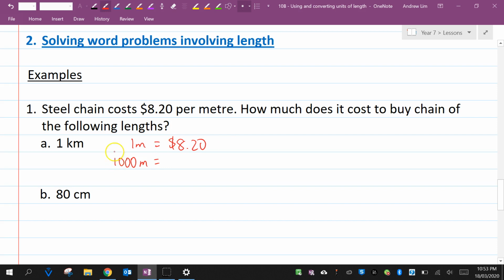So to go from this 1 to 1,000, technically I just need to multiply that 1 by 1,000. So all I'm going to do here is multiply that $8.20 by 1,000 as well, which means I'm going to move the decimal point to the right 3 times. 1, 2, 3. Followed with an extra 0. So it's going to cost $8,200 to buy 1 kilometer worth of steel chain.